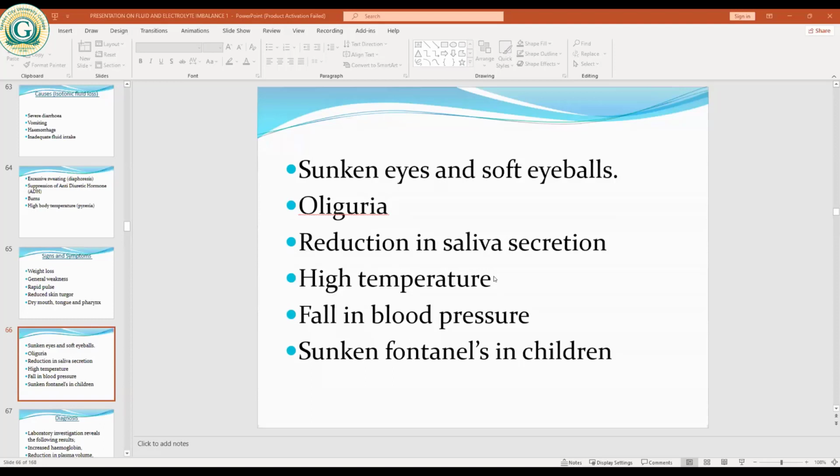Fall in blood pressure. The amount of water influences the amount of blood, and the amount of blood influences the blood pressure, which will either be high or low. So once you have reduced blood volume because of dehydration, the pressure will fall significantly. You experience hypotension or hypovolemia. Sunken fontanels in children: in children who are dehydrated and having diarrhea, their fontanels sink in, and that is a sign of dehydration.